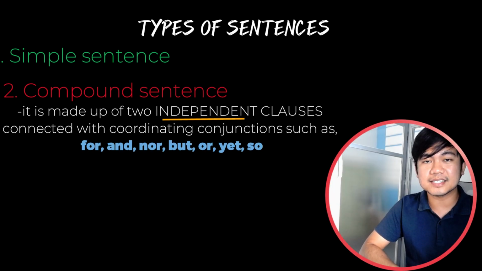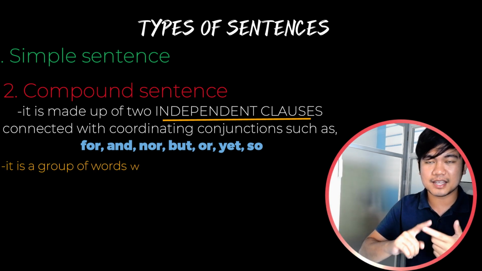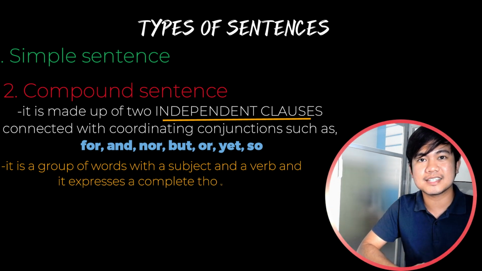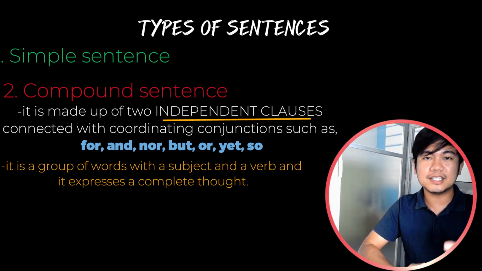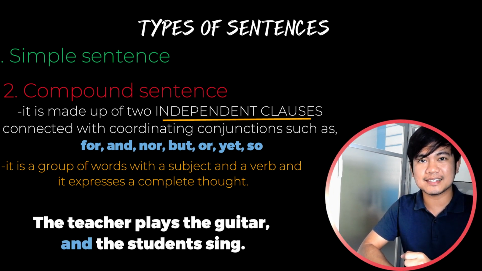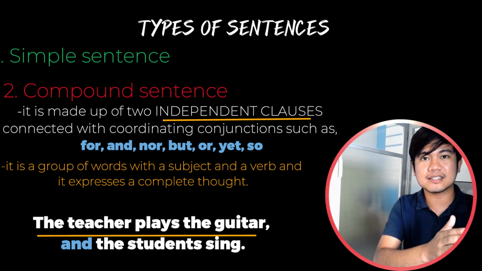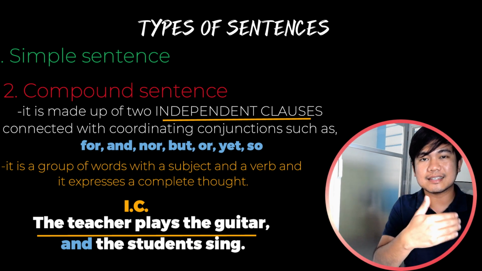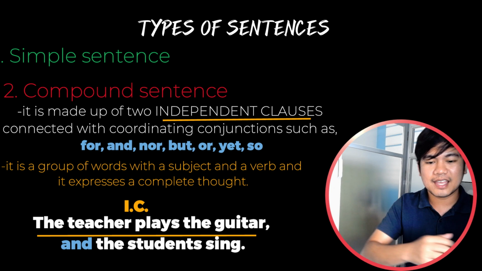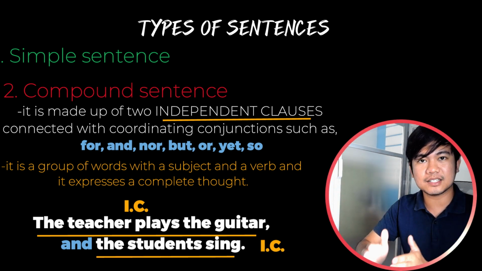Now, what is an independent clause? Well, it is a group of words with a subject and a verb, and it expresses a complete thought. For example, the teacher plays the guitar and the students sing. So the teacher plays the guitar is an independent clause, meaning it can stand alone and we can understand the sentence. And the students sing is also an independent clause.